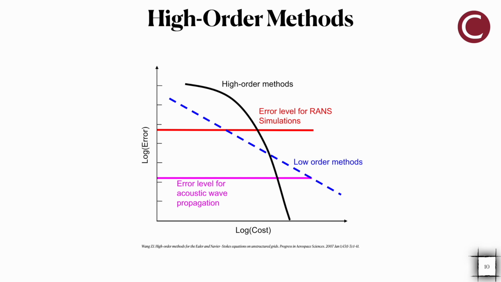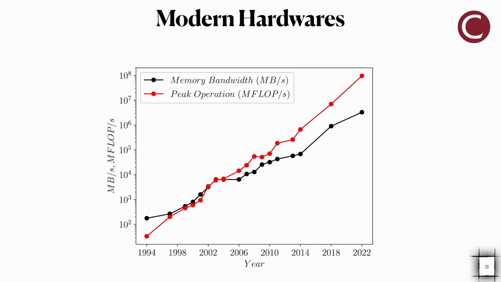Before explaining why, as we go to higher order methods, the computational cost increases at a lower speed, I need to explain the modern hardware architectures. So in this plot, we're comparing the number of floating point operations per second with the memory bandwidth. On the y-axis, we have the memory bandwidth in megabytes per second and the peak operations in megaflops. The number of flops is a measure of how fast the CPU does the computation, and the memory bandwidth is a measure of how fast the CPU reads data from RAM.